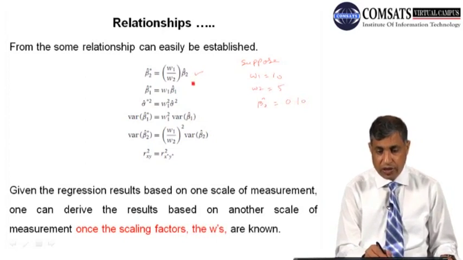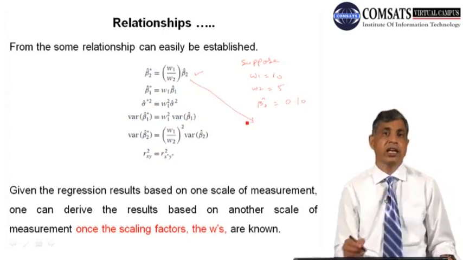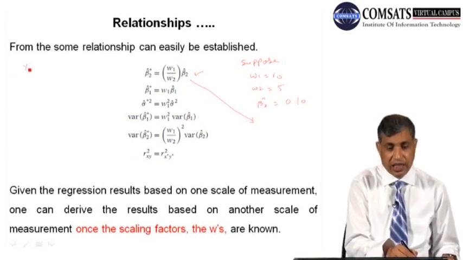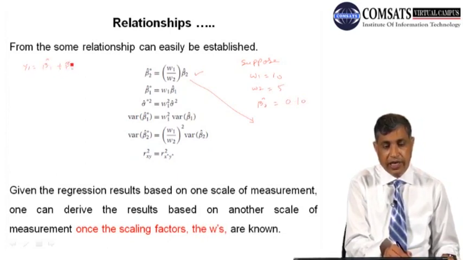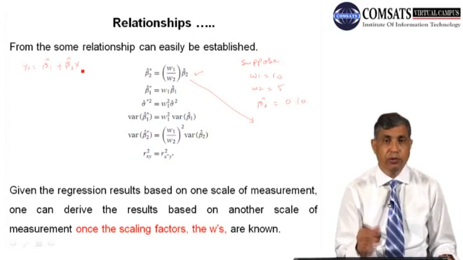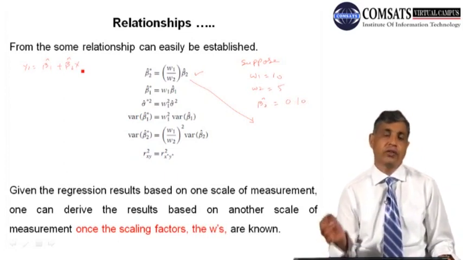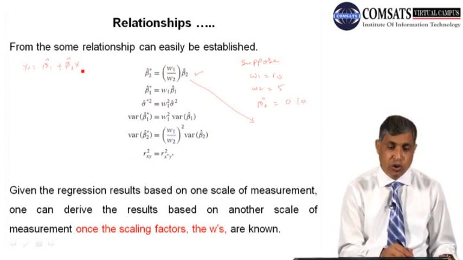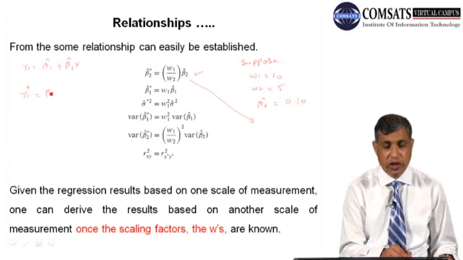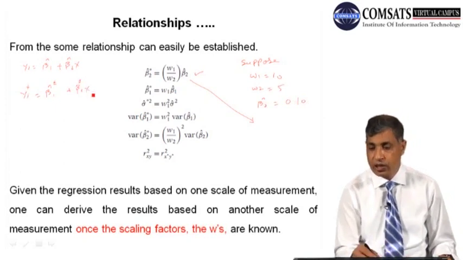So without running the regression again, first you run this regression, y is equal to beta 1 hat plus beta 2 hat x, and you have estimated it. Then if you multiply all the values of y with w1 and all the values of x with w2, you need not run the whole regression again. yi star is equal to the estimate beta 1 hat star plus beta 2 hat star x star. There is a simple link, and you already know the values of these.